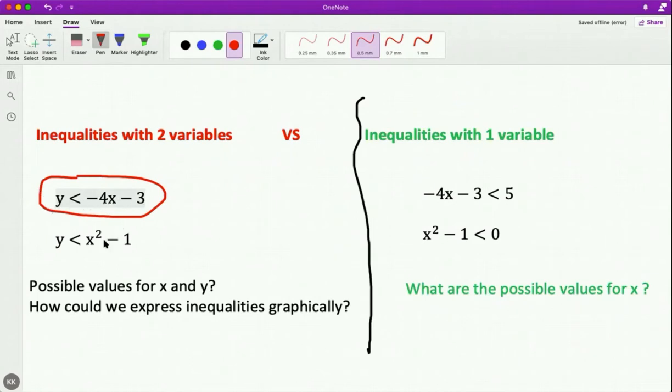I want to know what the possible values for x and y are. So basically I just want to make up some numbers. For this example, I make up x equals 0. What are the possible values for y when x is equal to 0? I plug the 0 into the equation. We have negative 4 times 0, which is 0, minus 3. So 0 minus 3 is negative 3. So y should be less than negative 3, right? So the possible values for y are less than negative 3.